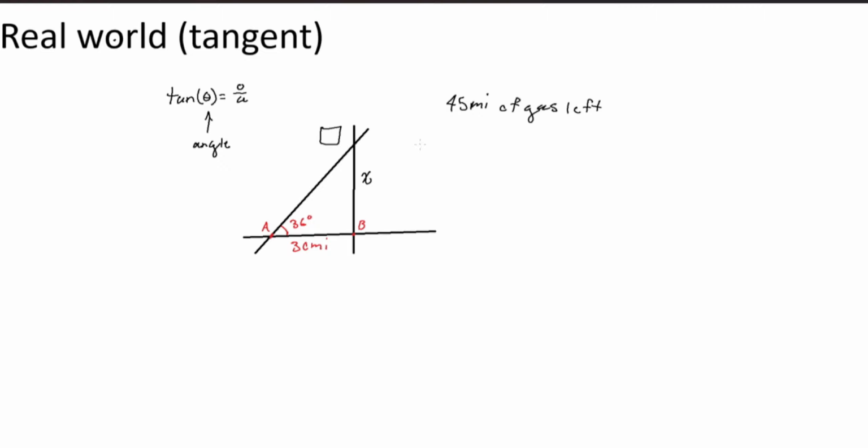Well, some people might say you can also use cosine and sine. Well, unfortunately you can't, and here's why. Remember, sine of theta, so sine of an angle, is equal to the opposite over the hypotenuse. And cosine of theta is equal to the adjacent side over the hypotenuse. Now you can see that both ratios involve the hypotenuse.